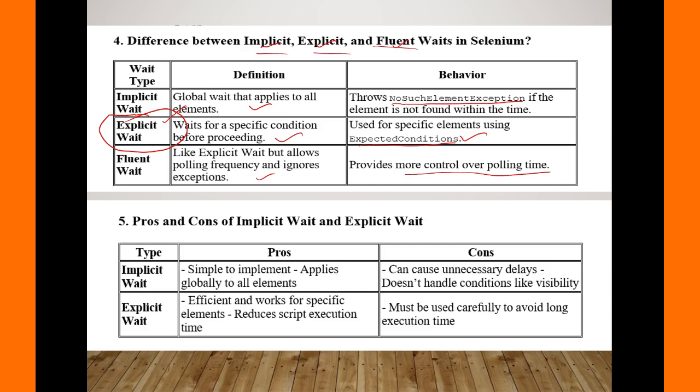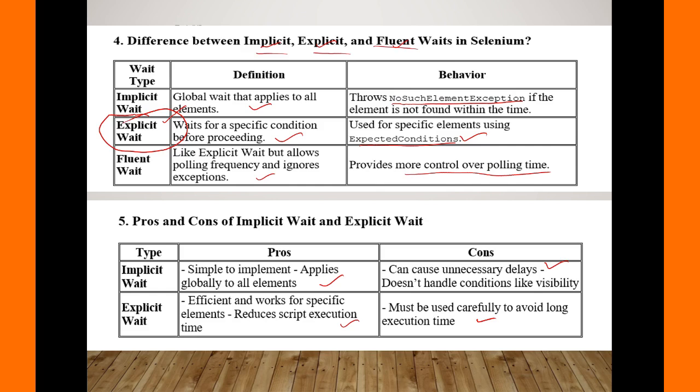Okay, the next question is the pros and cons of implicit wait and explicit wait. Implicit wait applies globally, and explicit wait waits for a specific condition before proceeding. The pros of implicit wait: simple to implement, applies globally to all elements. The cons: can cause unnecessary delay. Explicit wait is efficient and works on a specific element, reducing script execution time, since we can also create a condition for when it will be executed. The con: it must be used carefully to avoid long execution time.